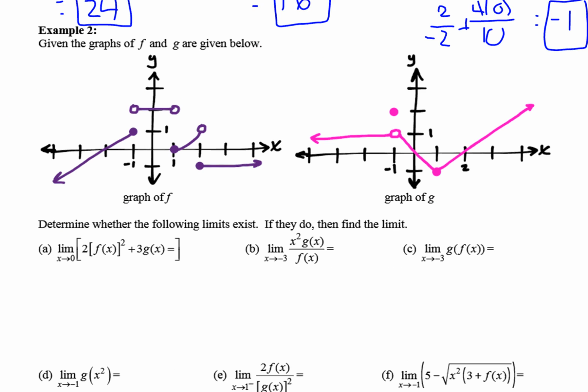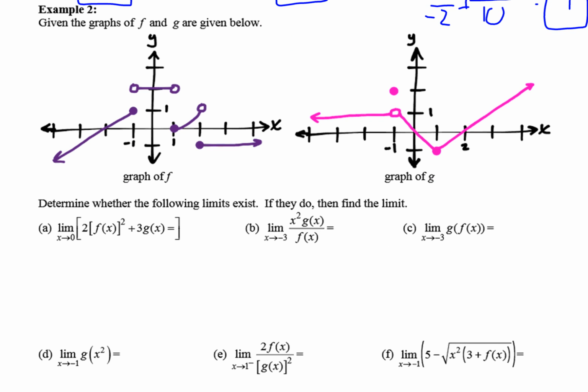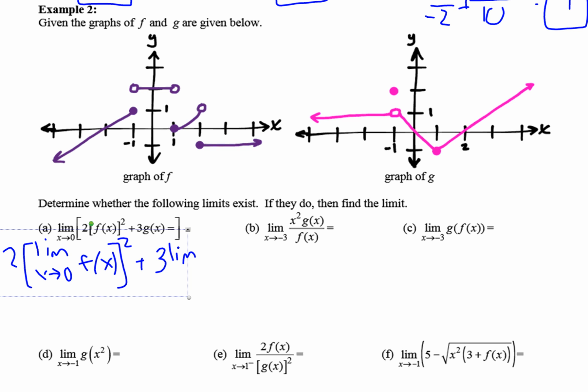Sometimes you aren't given them algebraically, instead you're given them graphically. So we do the same idea. Okay, the limit, we could break this apart: 2 times the limit as x approaches 0 of f of x and then square it, plus 3 times the limit as x approaches 0 of g of x.